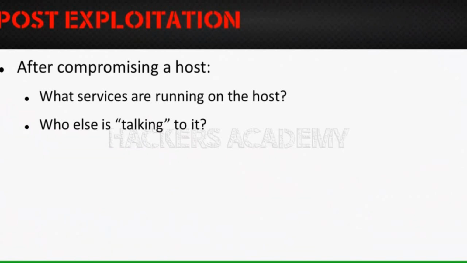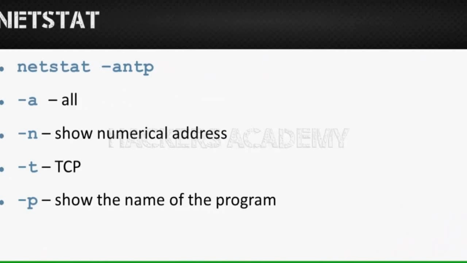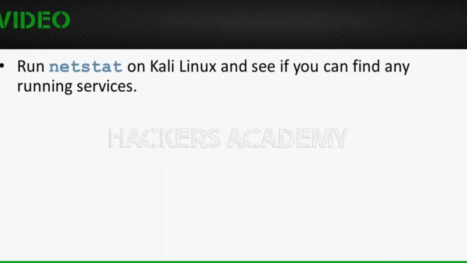Here's another post-exploitation tip for you. After compromising a host, you want to see what services are running on this host and what other computers or hosts on the network are talking to these services. And you can do that using the netstat command. Usually, you use it with the ANTP options. A stands for all, so it shows you all the services running. N shows you the numerical address. T shows you the TCP, as in for the TCP protocol. And P shows you the name of the program that's running the service. I'm going to let you try that on your own. So your mission for this section is to run netstat on Kali.